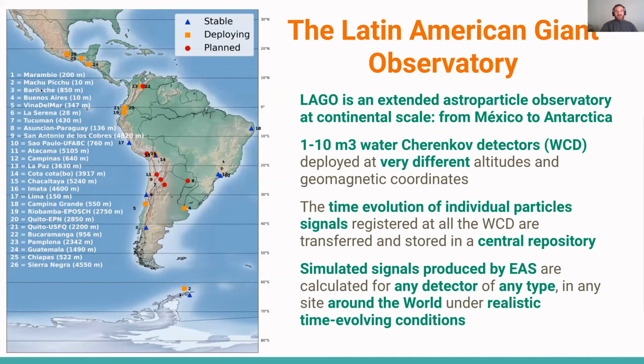As we mentioned, the Latin American Giant Observatory is an extended observatory at continental scale. Our detection network consists of single or small arrays of water Cherenkov detectors spanning across Latin America, from the high altitude mountains of the Andes Range and Mexico to the cold plateaus of the Antarctic Peninsula. With this synchronized detection network, the time evolution of the flux of signals produced by secondary particles impinging each water Cherenkov detector are registered, transferred, and stored in a central repository for further analysis.